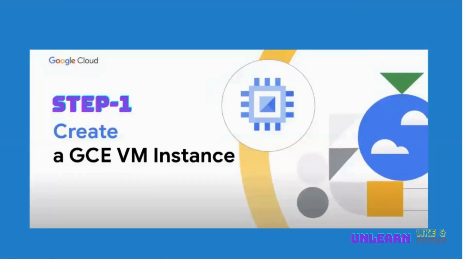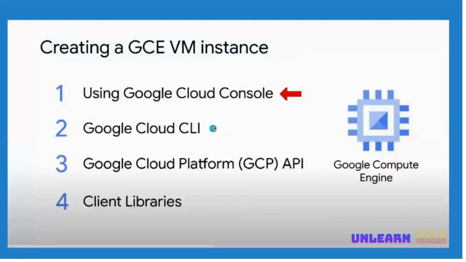In step 1, we create one VM instance on the Google Cloud Platform. GCE is one of the services from the GCP. It stands for Google Compute Engine. So creating a GCE VM instance has multiple options. One option is creating the GCE VM instance from the Google Cloud Console. And we have other options like Cloud CLI, client libraries, and the Google Cloud Platform API also. But I am picking the Google Cloud Console option, which is very familiar and easy for creating the GCE VM instance.